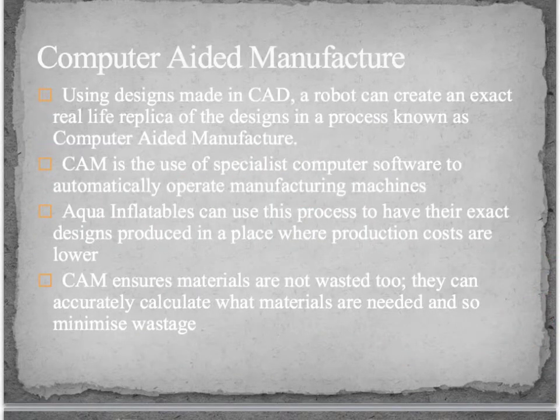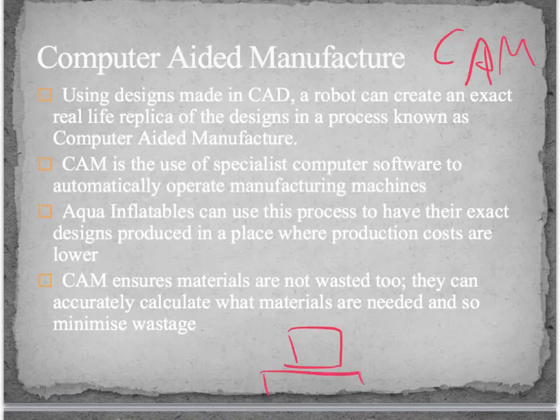Computer aided manufacture, CAM. Now CAM you'll see referred to in your exam like that. It uses the designs that are made in CAD, and a robot can create an exact real-life replica of designs in a process known as computer aided manufacture. So CAM is the use of specialist computer software to automatically operate manufacturing machines. So if you've got a computer here like this, and you've got a cable, you've got a robot over here with a robotic arm. Here's his robotic arm.